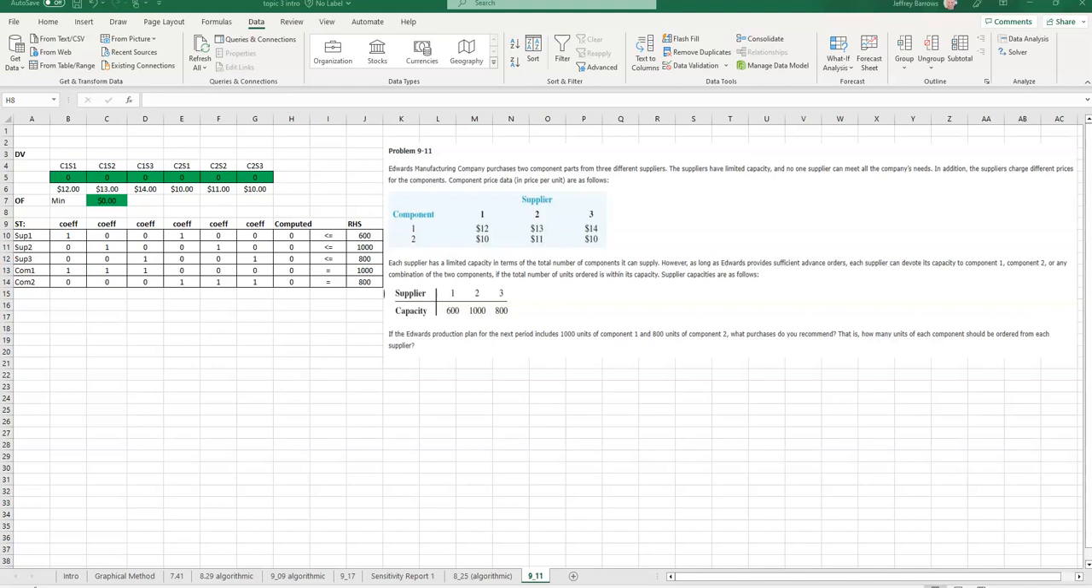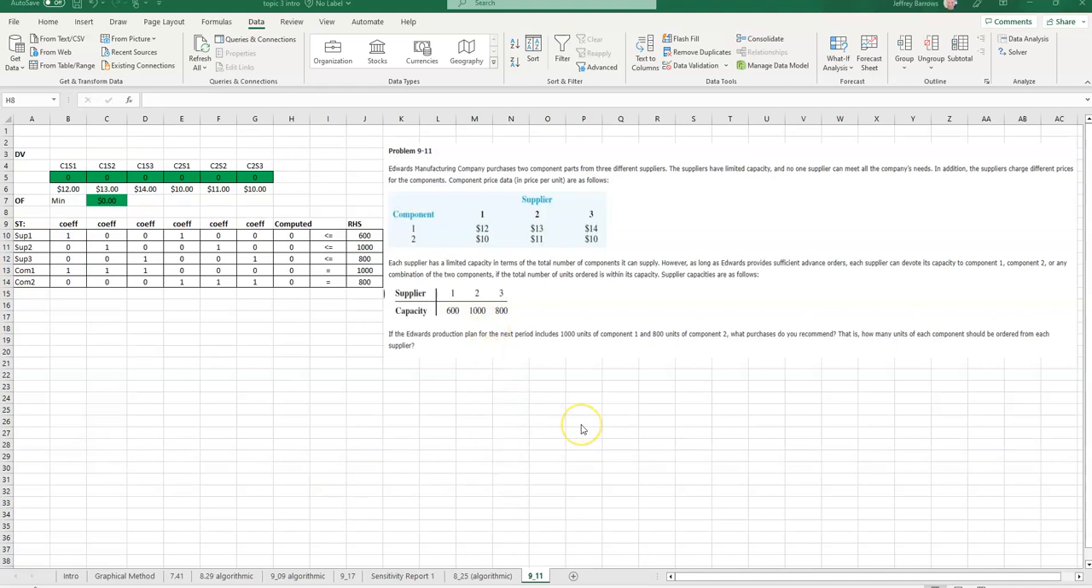What I've got teed up for this midweek bonus is problem 911. This is not algorithmic, so when you go in to look at your homework, this should be straight up as you see it here with the numbers that I have for this problem. So let's get into this, and this one I think is fairly straightforward.